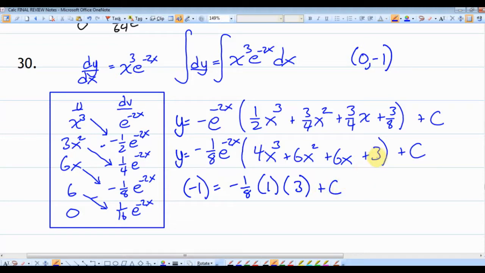Don't forget about that. But you have e to the negative 2, and it turns into e to the 0, because it's to the 0th power. I thought we were trying to write negative 3/8. I think I need negative 5/8. Yeah, negative 5/8.